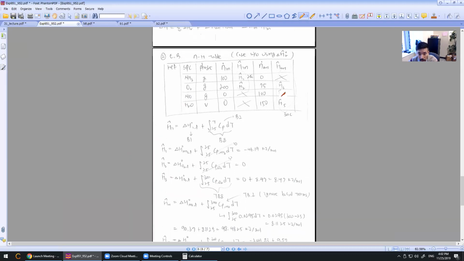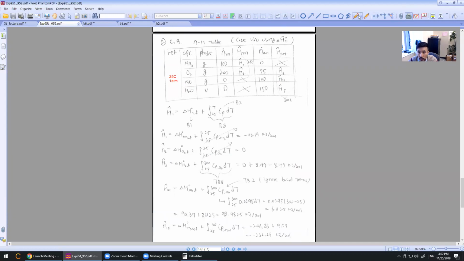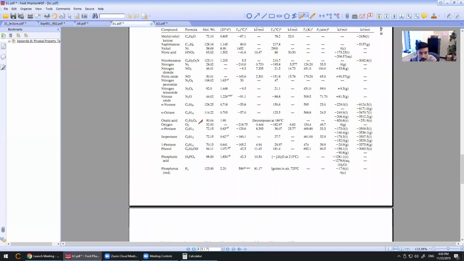Okay, now H hat 4 is about nitrogen oxide from 25 to 300C, right? So it starts at 25C and 1 atm. We have the heat of formation of nitrogen oxide plus the integral from 25 to 300, where the heat of formation comes from Table B1. If we can find the species in Table B8, we just use it, but we don't find nitrogen oxide in Table B8, so we have to use Table B2 for this one. So let's take a look at Table B1 first for the nitrogen oxide.